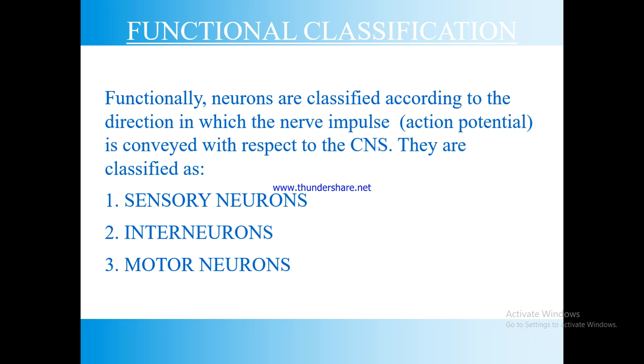Functional classification. Functionally, neurons are classified according to the direction in which the nerve impulse is conveyed with respect to the central nervous system. They are classified as sensory neurons, interneurons, and motor neurons. In the previous video also, I told you what a nerve impulse is. A nerve impulse is basically a message which the neurons carry either from the peripheral nervous system to the central nervous system, or from the central nervous system to the peripheral nervous system. Nerve impulses are also known as action potentials.